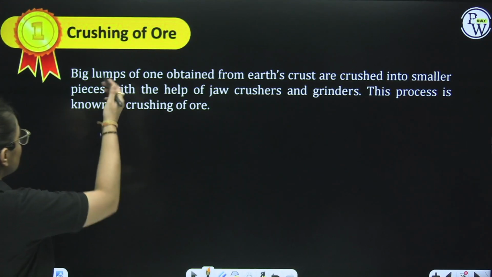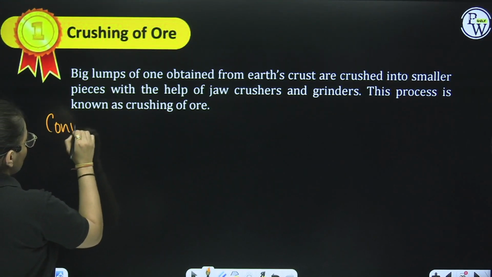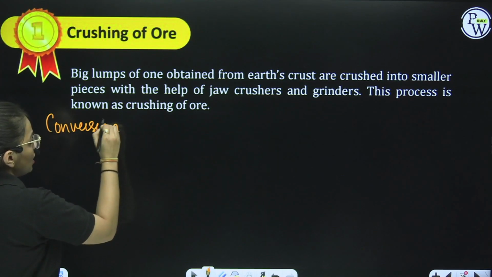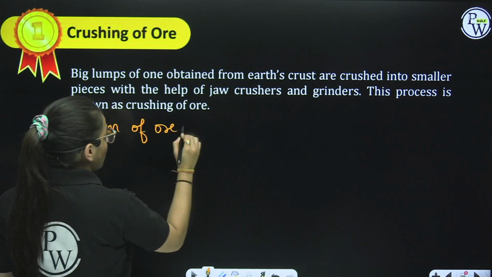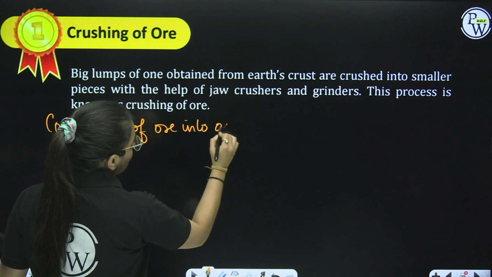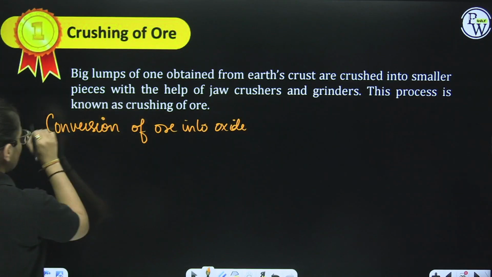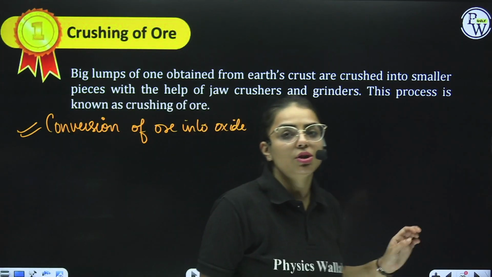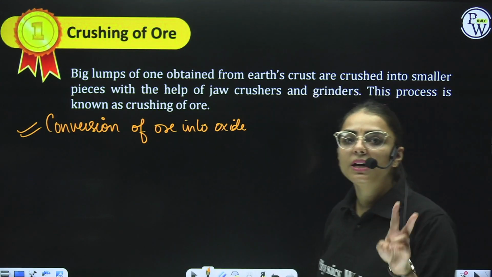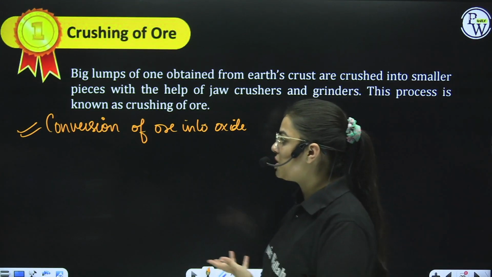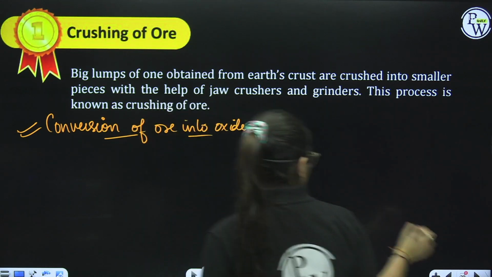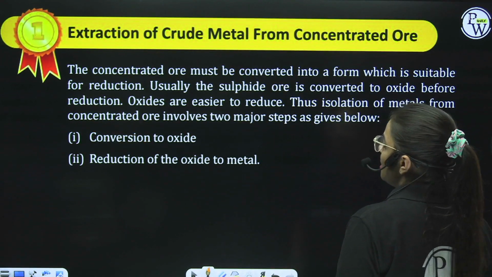Now, after crushing, we are going to do the conversion of ores, conversion of ore into oxides. Till now we have understood about concentration. Now comes the second, that is conversion of ores into its oxide. Basically this is done by two methods, that is by calcination and by roasting. Let's understand about them in detail.